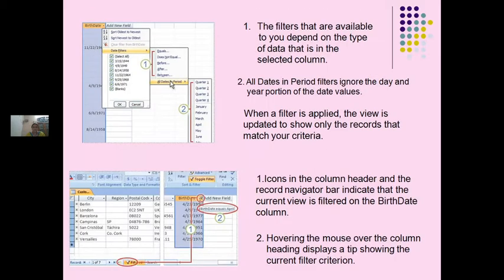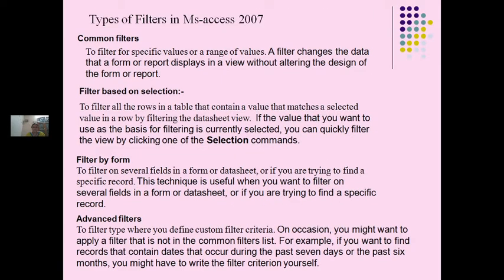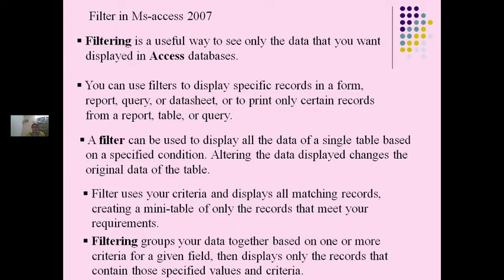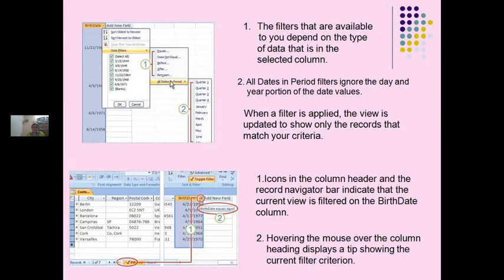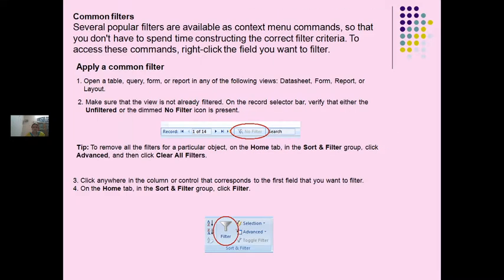Next. So this is about the filters. The filters that are available to you depend on the type of data. Okay. Now let us go to the first type of filter, the common filter. Now several popular filters are available as context menu commands so that you don't have to spend time constructing the correct filter criteria. To access these commands, right click the field you want to filter.